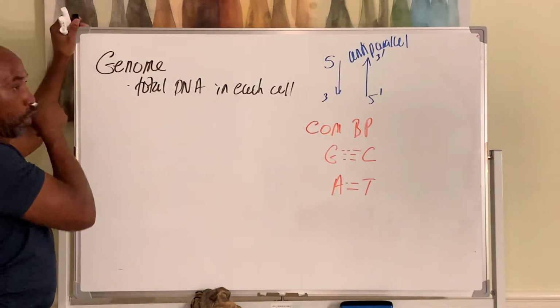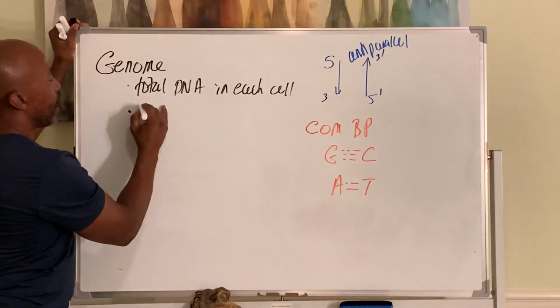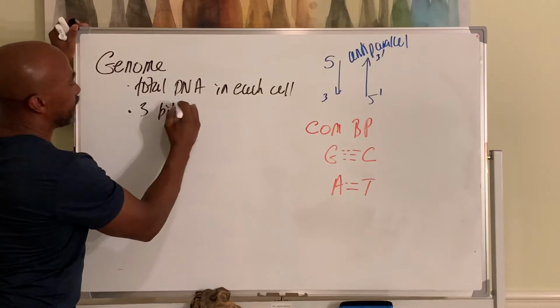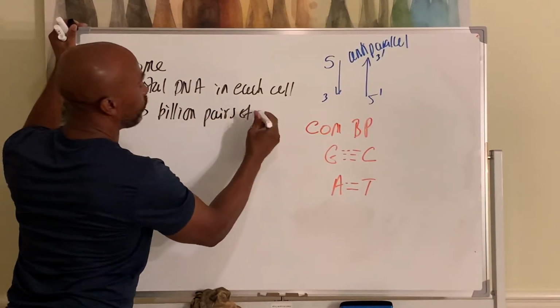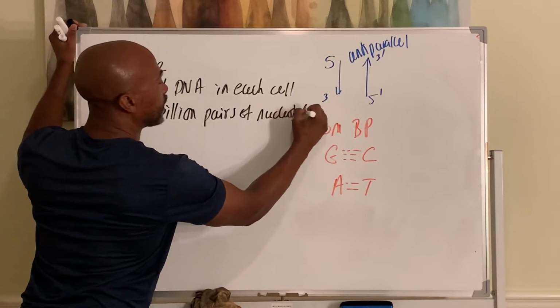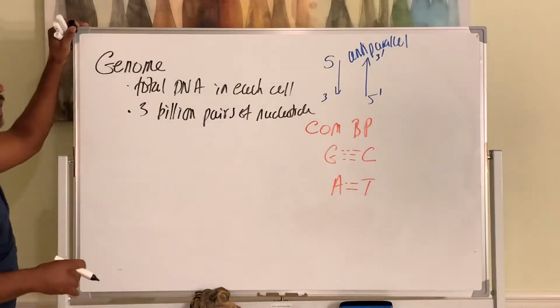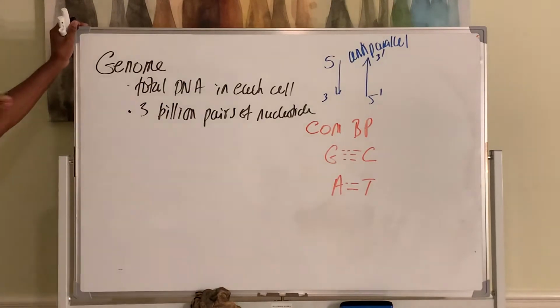And this genome in humans, our human genome, contains 3 billion pairs of nucleotides. So basically there are 6 billion nucleotides in the human genome, and these 6 billion nucleotides are packed in each cell.